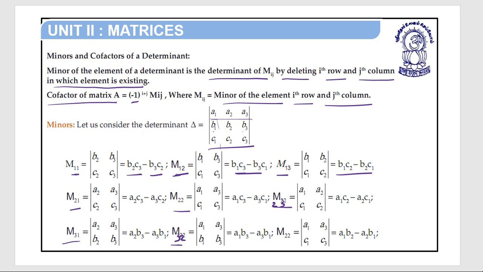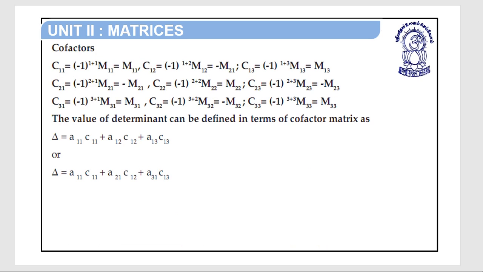and for M33, third row, third column: A1, A2, B1, B2. Here was a mistake, so A1, A2, B1, B2. Now this is correct.